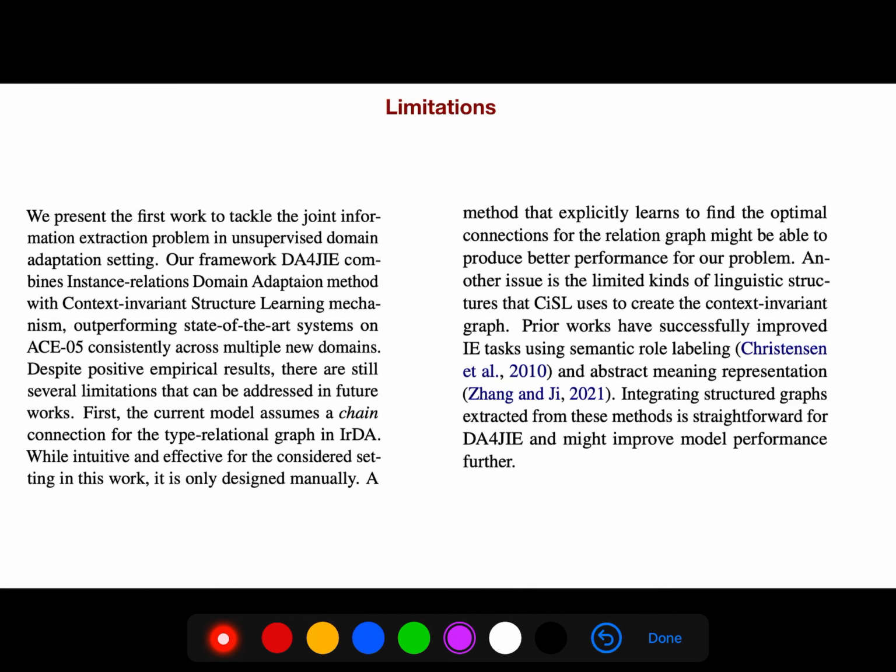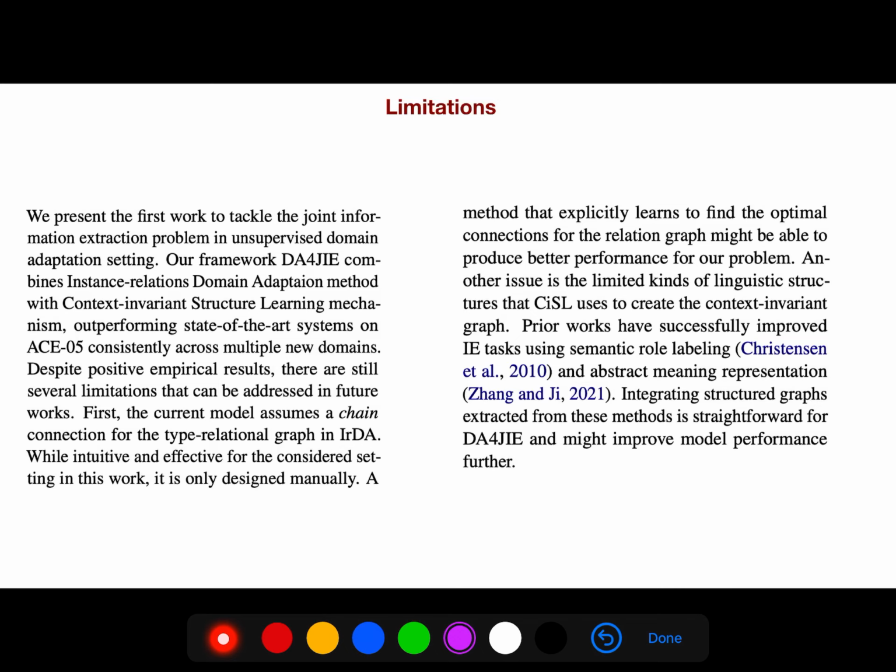So each paper has its own limitations, with no exception. We present the first work to tackle joint information extraction in the unsupervised domain. Our framework combines instance relation domain adaptation with a context-invariant structured learning mechanism, outperforming state-of-the-art systems on ACE 25 and consistently across multiple new domains.